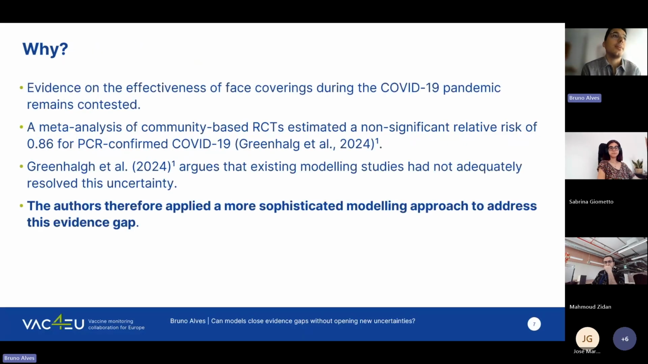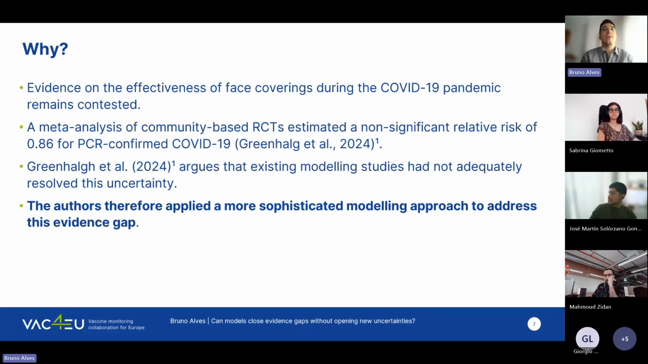And why does this matter? This was a very discussed topic during the pandemic, and it's very relevant to prior epidemics or pandemics, where, as experts, we gather as much data as possible to anticipate this type of question. It would be easier if during the pandemic we already had answers regarding the use of masks. But right now, the evidence of the effectiveness of face coverings remains not very clear, contested.